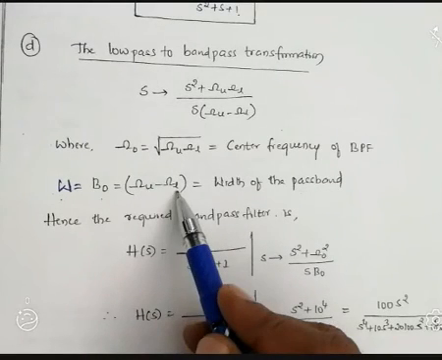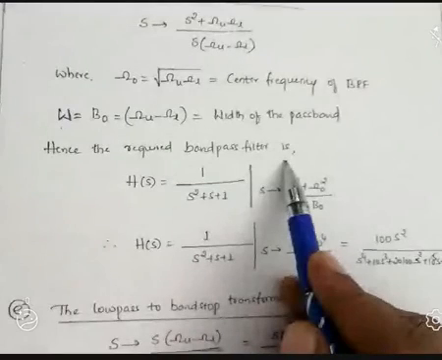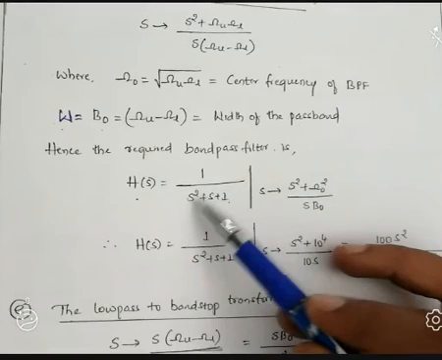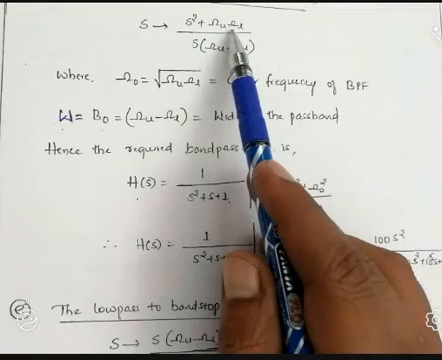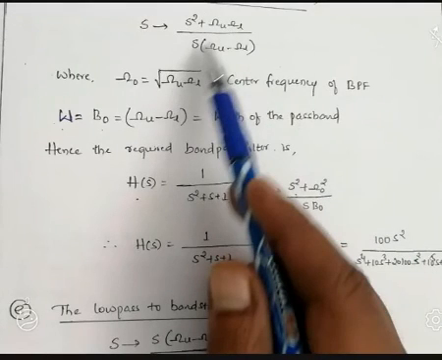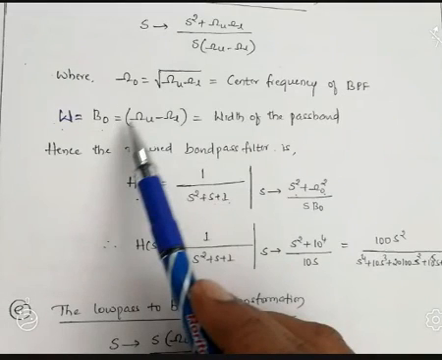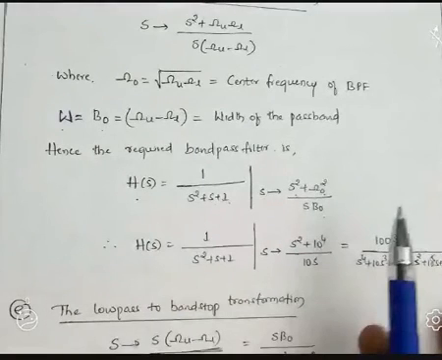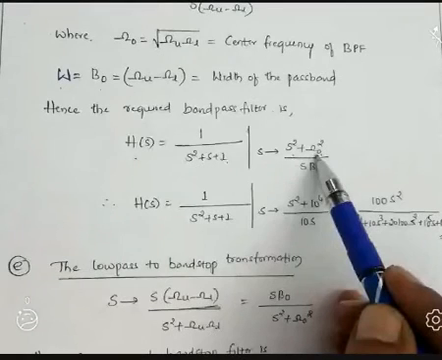Hence the required band pass filter is H of s equal to 1 divided by s square plus s plus 1, where s is replaced by s square plus omega u multiplied by omega l. In order to get this value, we make it omega naught square divided by s into b naught. You can use B naught or W, the meaning is the same. So what is the value of the center frequency?